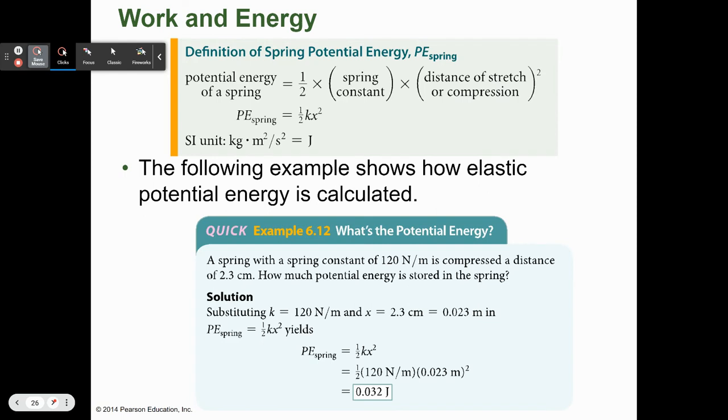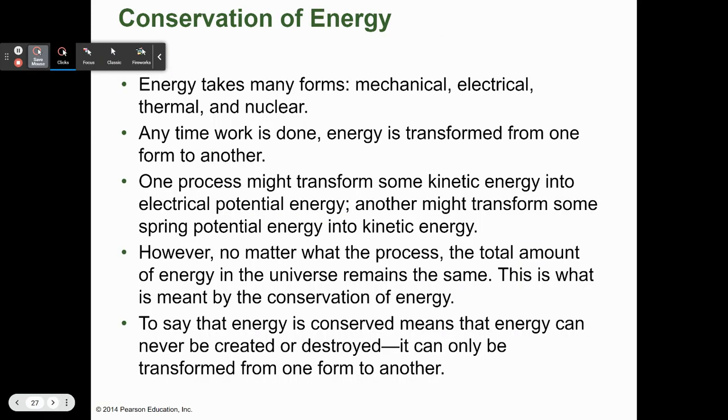All right, and there's our example. So the potential energy of a spring is 1/2 kx squared. Again, remember, work equals energy. You don't lose any energy. Energy has many different forms. We have mechanical, which has to do with movement. We have electrical, which of course is electricity. We have thermal, and we have nuclear.